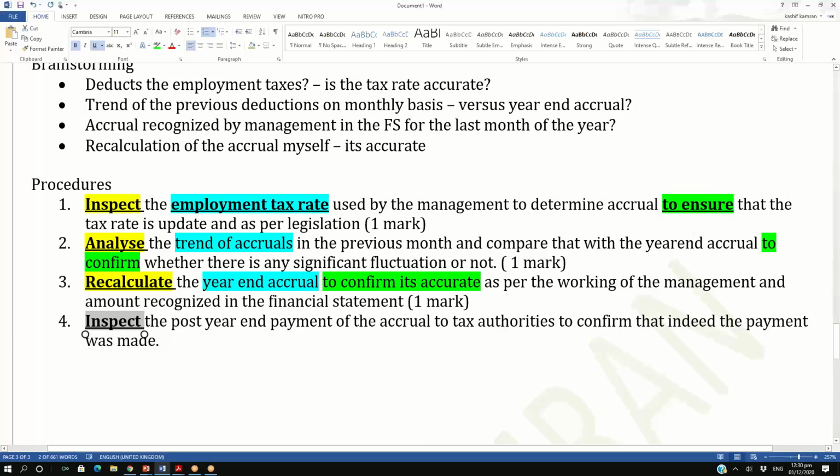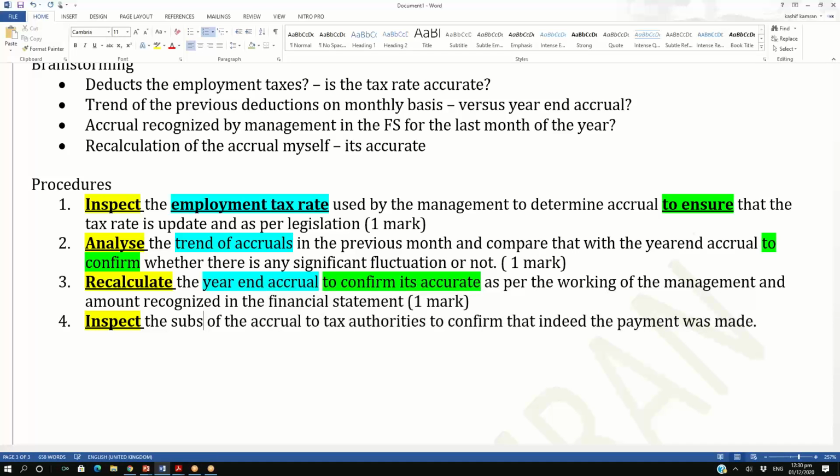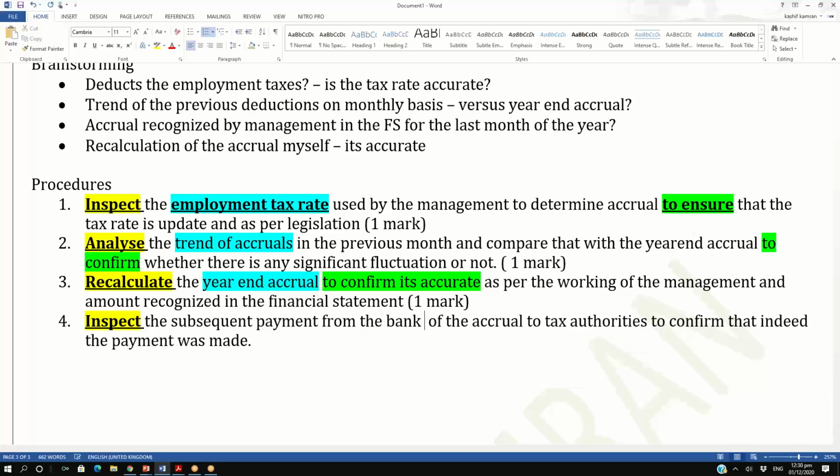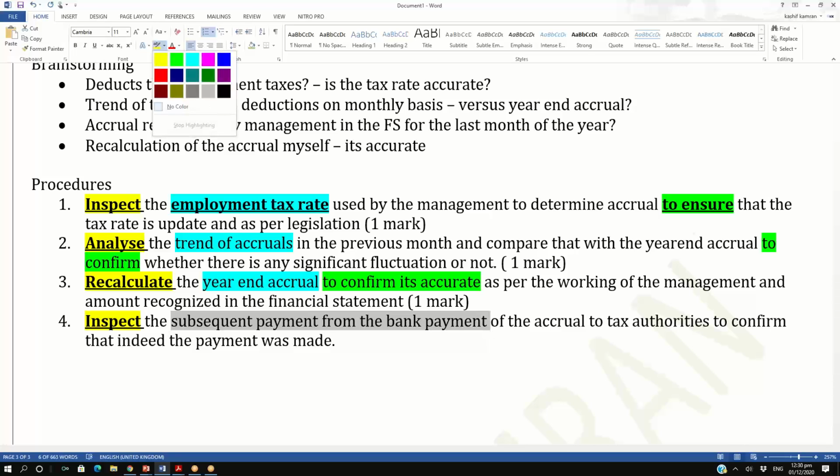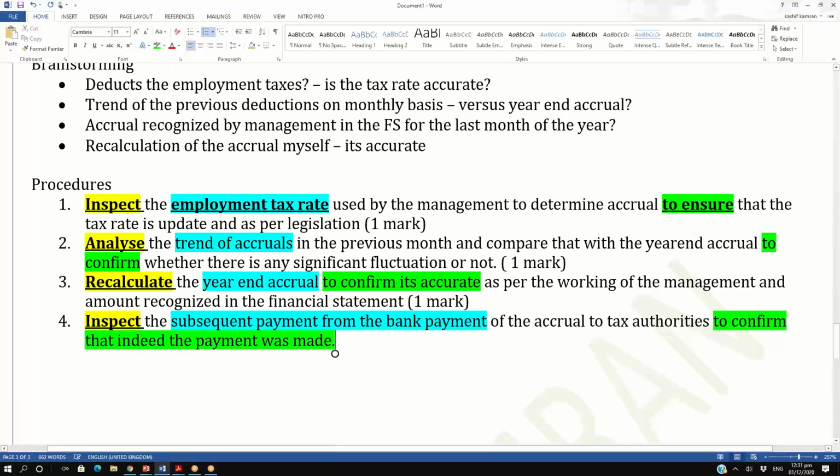So I will inspect, again yellow, the post year-end payment, or the subsequent payment sounds better. Inspect the subsequent payment from the bank statement or the cash book. Subsequent payment from the bank statement becomes my source of the accrual to the tax authorities to confirm that indeed the payment was made, right? So that becomes my reason, 1 mark. So see, I made 4 procedures from the case study.